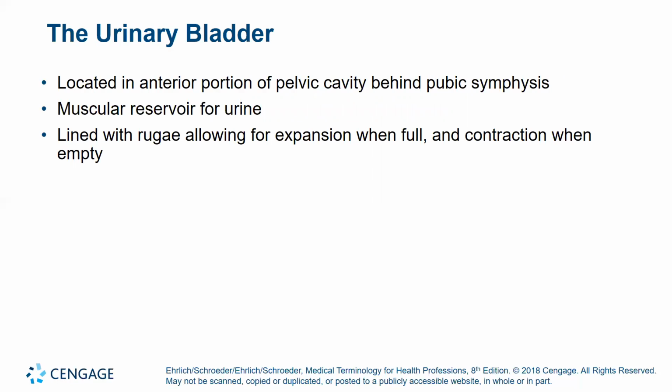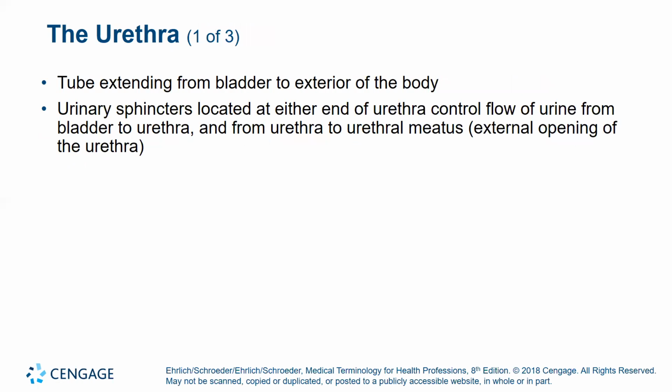The urinary bladder then is located in the anterior portion of the pelvic cavity. It's just behind the pubic symphysis. It's a muscular reservoir for urine. The urethra is a tube extending from the bladder to the exterior of the body. The urinary sphincters located at either end of the urethra control flow of urine from the bladder to the urethra and from the urethra to the urethral meatus, which is the external opening of the urethra.